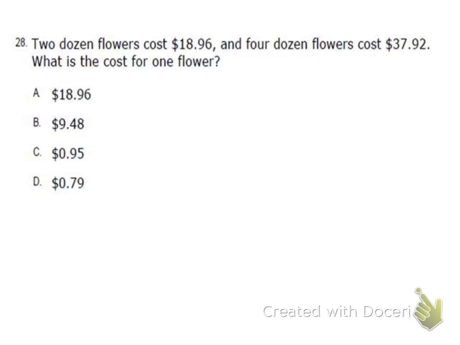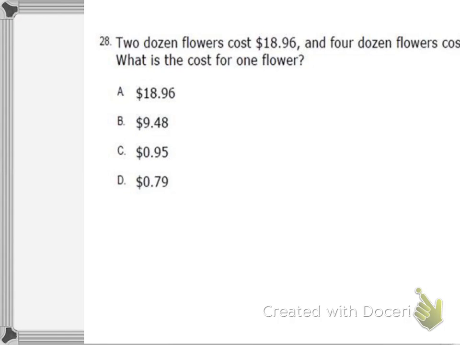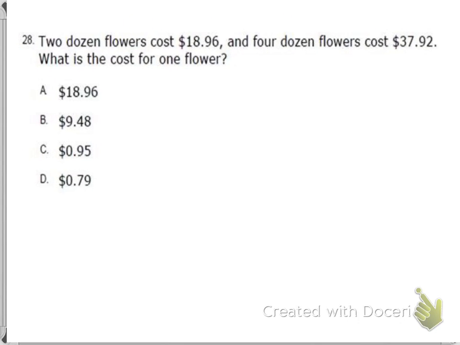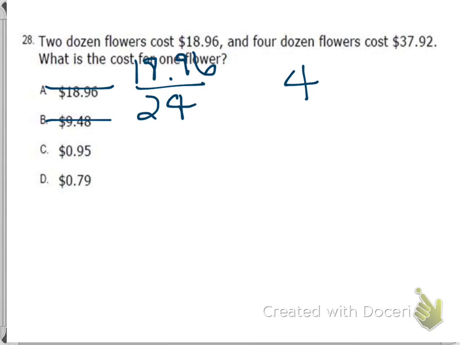Two dozen flowers cost $18.96, and 4 dozen flowers cost $37.92. What is the cost for one flower? Well, 2 of these answers are kind of ridiculous, so let's get rid of them. The 2 ridiculous answers would be these 2. So it must be one of these other ones. Now, 2 dozen is 24. 24 flowers is $18.96. 4 dozen is 48 flowers, is $37.92.